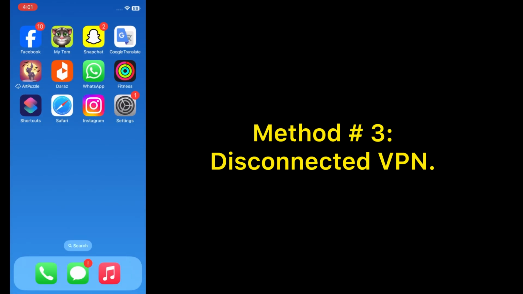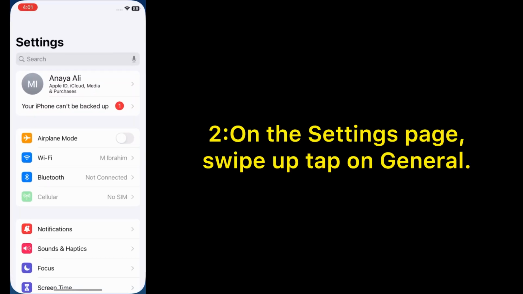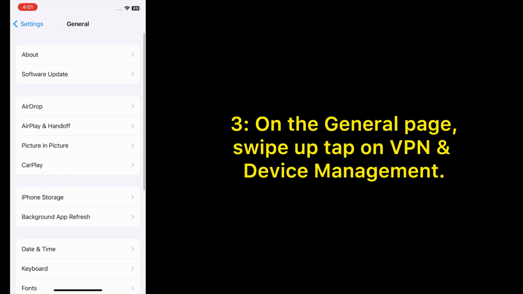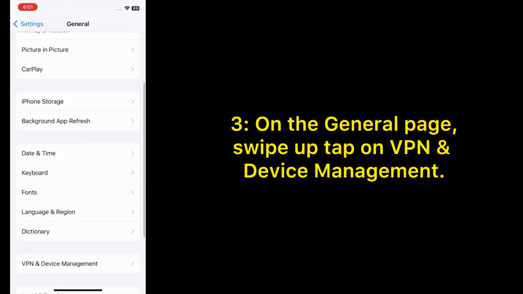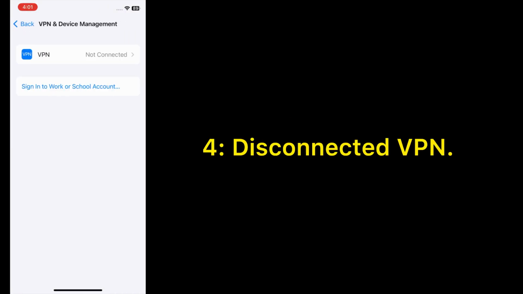Method number 3. Disconnect VPN. Open the Settings app on your iPhone. On the Settings page, swipe up, tap on General. On the General page, swipe up, tap on VPN and Device Management. Disconnect VPN.